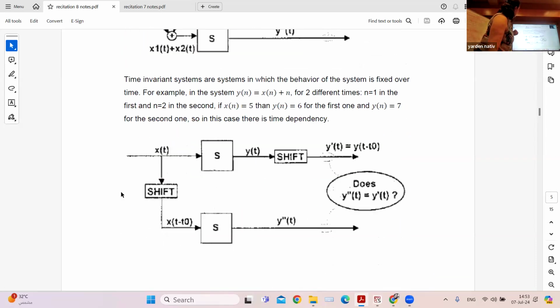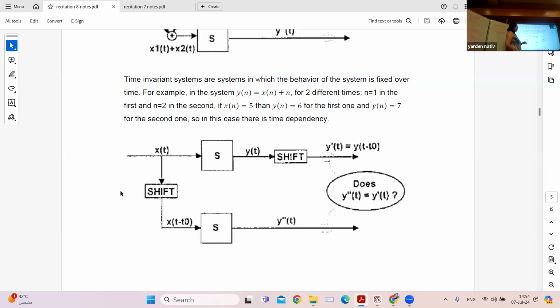And now, another feature of a system might be time invariant. I think that Izal talked about it, right? Time invariant means that the system is independent of time. So let's see, for example, if we have this signal and it is entered to y(t) and then shifted in time, this is the result. And here we have this system, which is already shifted in time, and when it enters this system, it equals another output. And we ask ourselves, are they equal to each other?